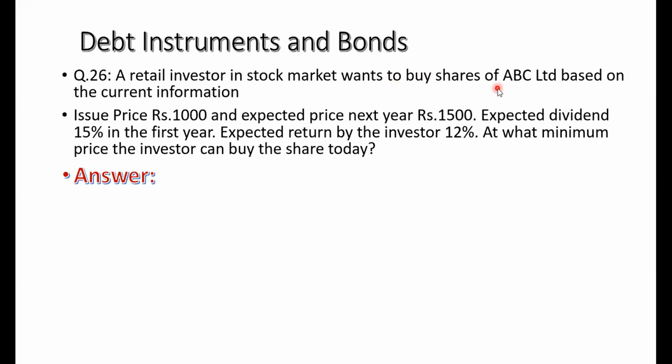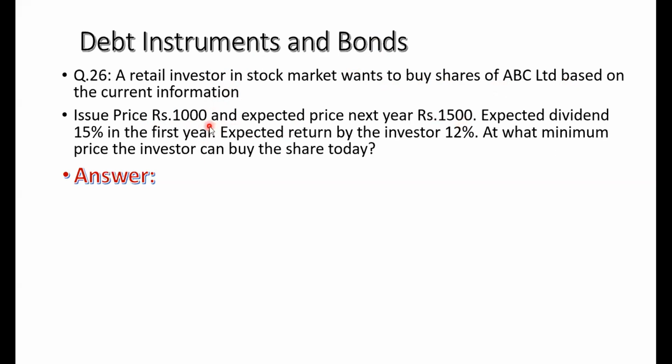Wants to buy shares of ABC Limited based on the current information. Somebody will give a story and he is believing that is market analysis. Issue price 1,000. Oh my God, one share is 1,000. And the expected price, somebody is giving, like an astrologer: next year, the same share will become 1,500. Now he is tempted. 1,500 means a 50% rise, boss.